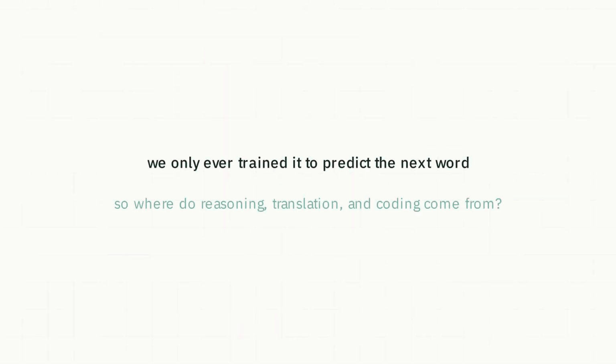So we scale because scale works with an almost eerie reliability, but this leaves us with the deepest mystery of all. We only ever train the thing to predict the next word. So where do all the other abilities come from? The reasoning, the translation, the coding, the conversation. Nobody trained it to do any of those specifically, and yet there they are.